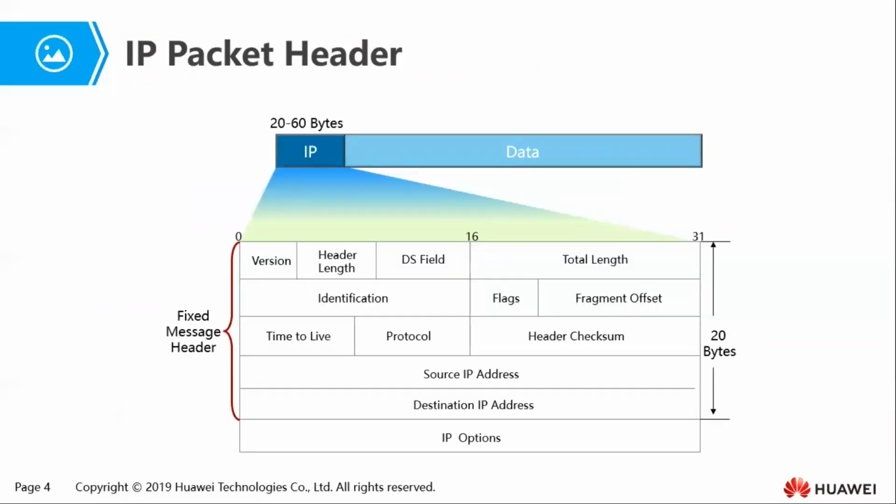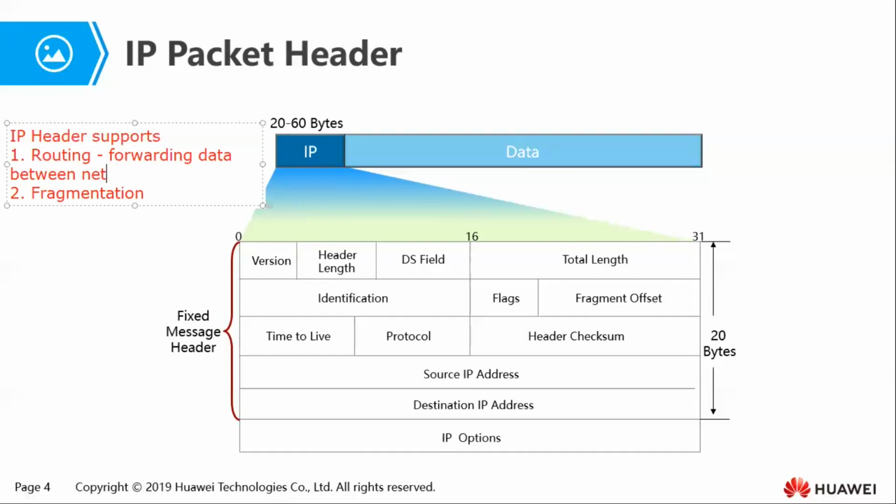Okay, so we begin by looking at the IP header. So generally, the IP header supports, number one, the main functions of the IP header: routing, number two, what you call fragmentation. Routing is forwarding data between networks, forwarding data beyond its own network, so between networks. That is what we call routing.